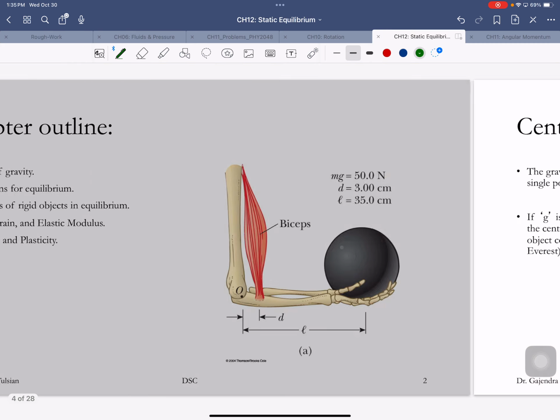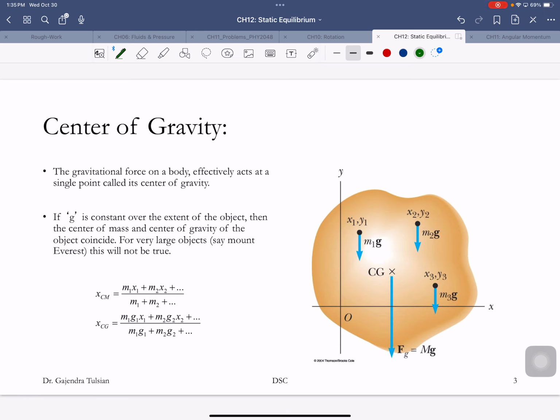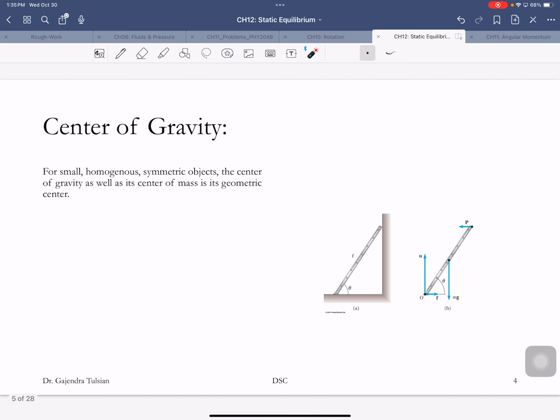Now before we do that, we will define center of gravity. We want to define center of gravity because that's where the force of gravity acts.